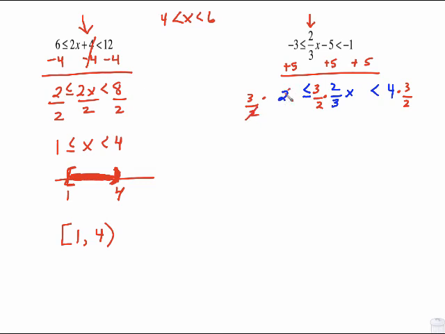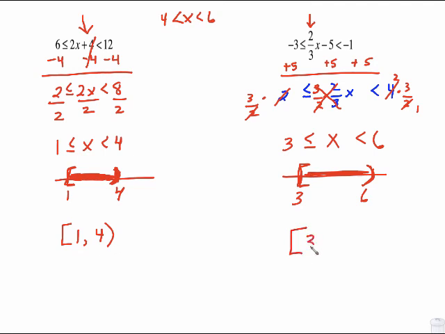So 2 cancels, and I'm left with 3. In here, the 3's cancel, the 2's cancel, we get x. And here 2 goes into 2 once, 2 goes into 4 twice. 2 times 3 is 6. So there is my solution. My graph will go between 3 and 6 with a bracket on this one and a parenthesis on this one. And then my interval notation is a bracket with the 3 going to the 6.